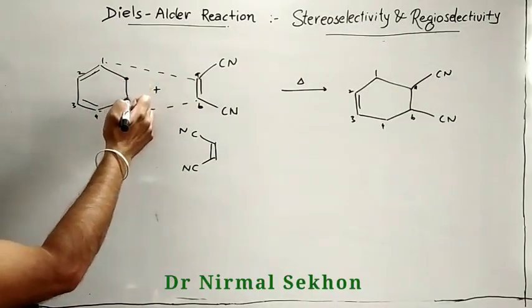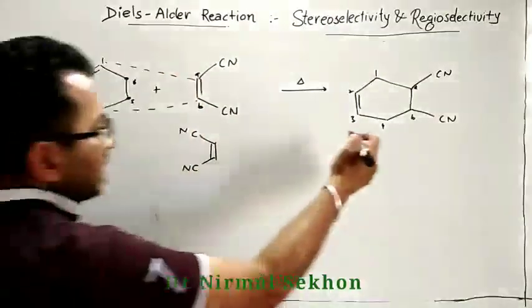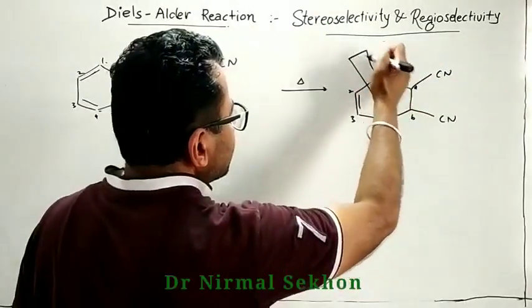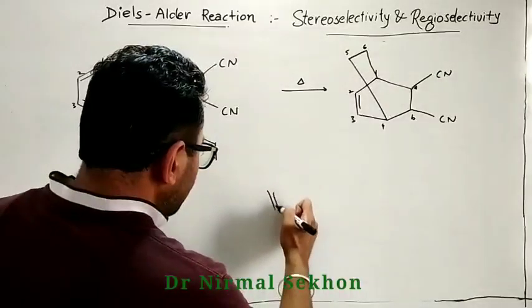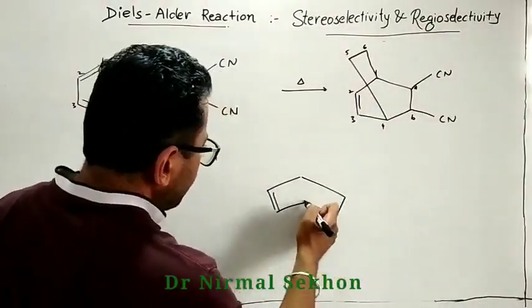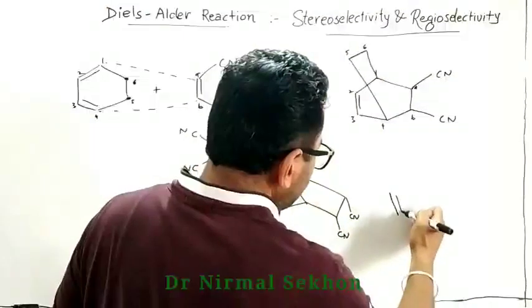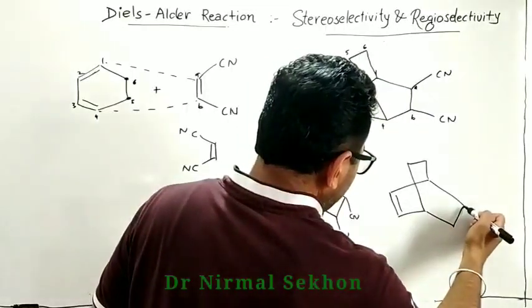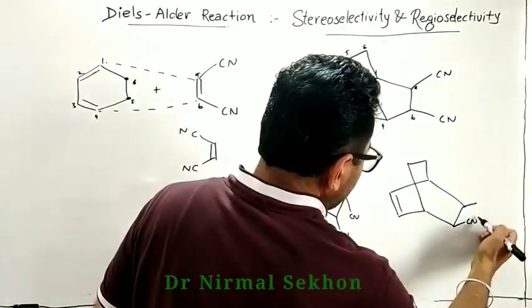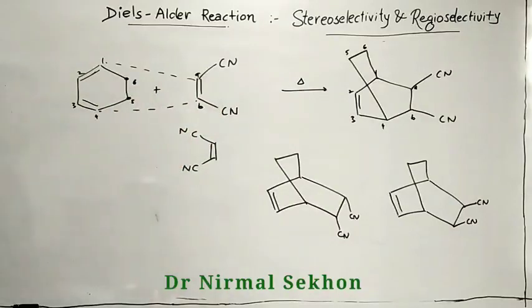Where are these two carbons? You can say these are 5 and 6. They are attached between 1 and 4, so you can add them like this. This is your 5, this is your 6. So this molecule can be represented in a better way, like this, with CN. This is one way to represent it. This is another way to represent it, with CN, because this group is going to react in two ways.